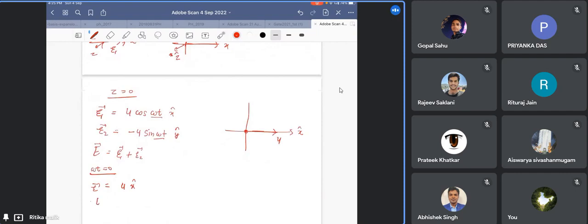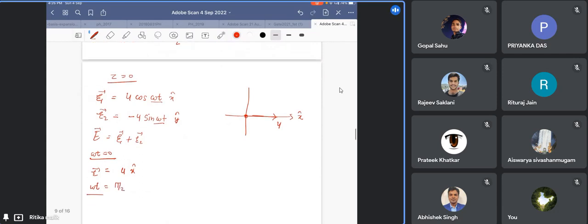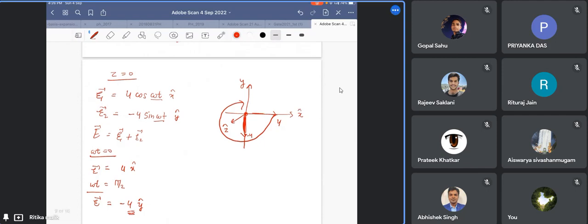Now if I increase my omega t to pi by 2, let's say time gets increased, how will the field evolve? Omega t will become pi by 2, this term will become 0, and our field will become minus 4 in y cap. So if this is my y, this is z, then my field goes to minus 4 in minus y cap. So with time, my field evolves and moves from plus 4 to minus 4. And if I completely draw it, it will become a circle, in a clockwise direction.